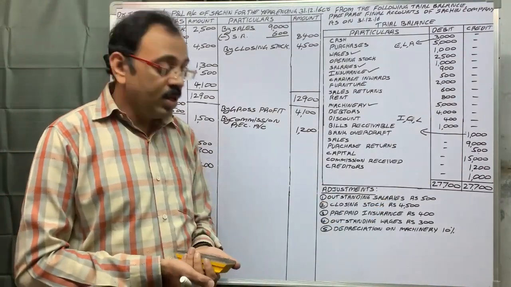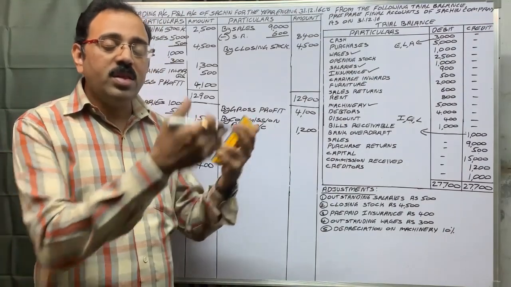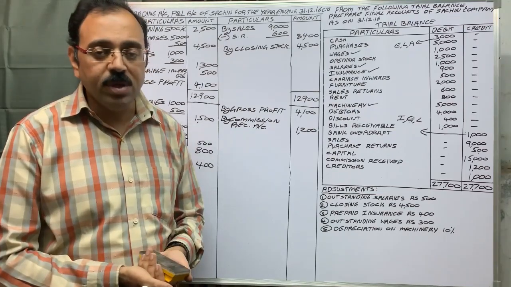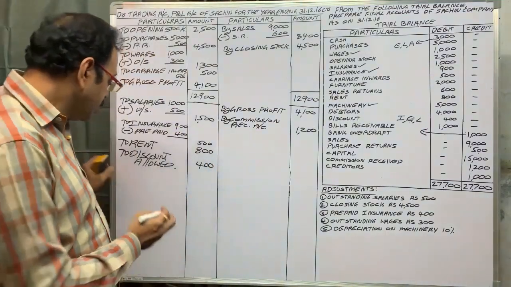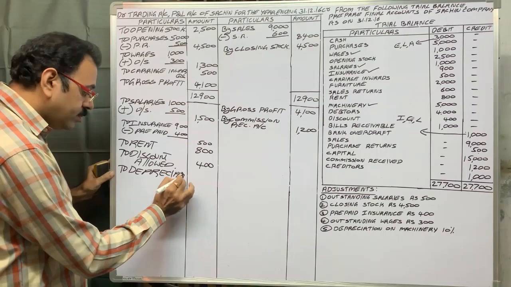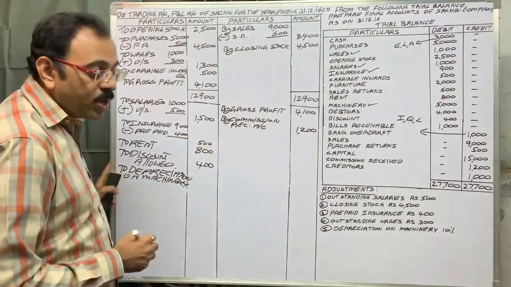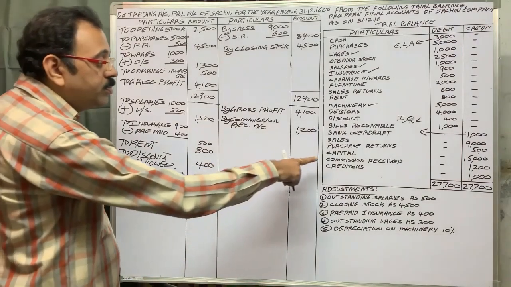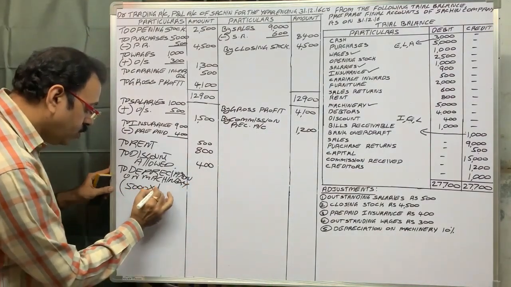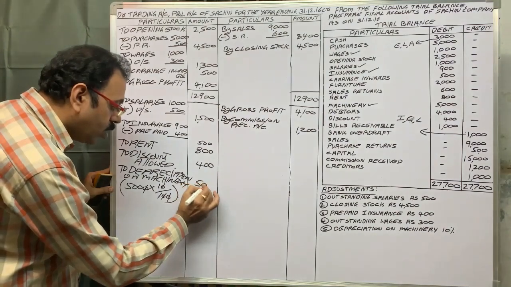Depreciation on machinery. Machinery is a fixed asset. When we use a fixed asset continuously, its value decreases. So that is a loss. That loss comes under depreciation. It should be debited to profit and loss account. So, to depreciation on machinery. Since the amount is not given, we have to calculate it. Machinery value is 5,000 rupees. 5,000 into the percentage given, 10 by 100. 500 rupees in outer column.